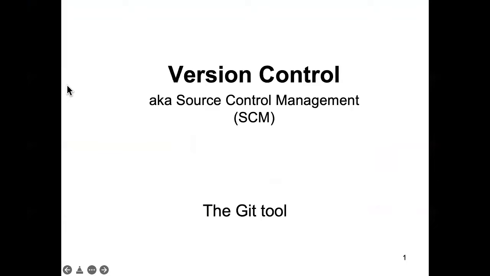So version control, also known as source control management, or SCM for short. And essentially what we're going to be talking about is the Git tool, which we've all used at this stage in the labs. Admittedly, I haven't really been talking about it. It's been there in the background. I want to talk a little bit about it now, though, and give you some kind of deeper knowledge, I guess, of what its purpose is and how it works. And how it works is probably what I'm interested in.